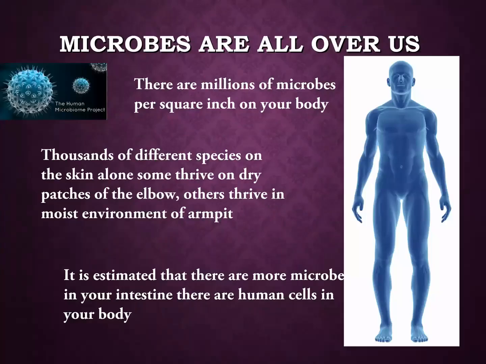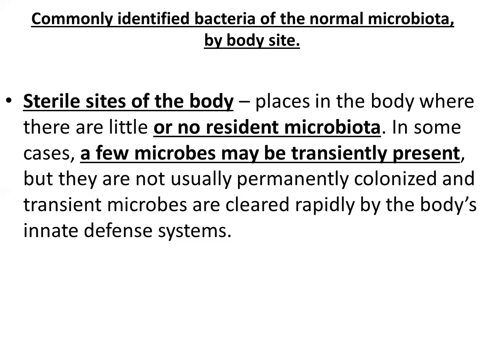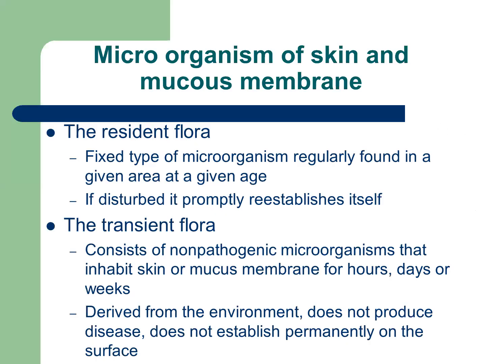Microbes are all over us. There are millions of microbes per square inch on our body, thousands of species. There are sites of the body, places in the body where there is no resident microbe. In some cases, a few microbes may be transiently present, but they are not permanently colonized and transit. Microbes are cleared rapidly by the body's defenses.